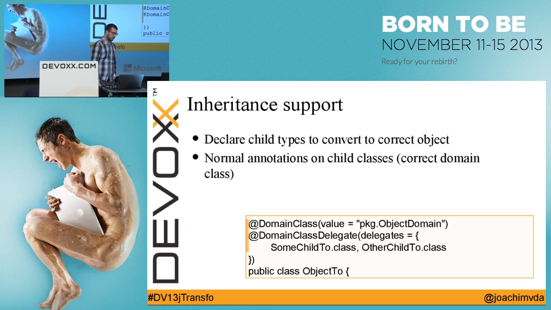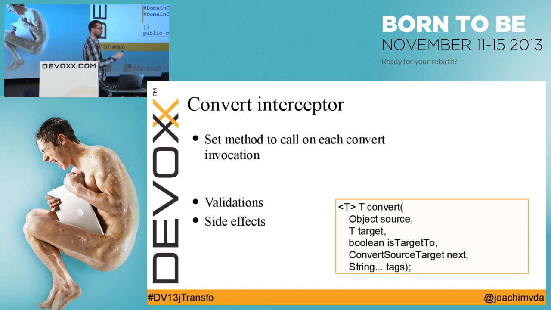Right. There is support for inheritance, so that works. In your domain object, you simply have to indicate what the child classes are, so that the system can figure out how to do the conversion if that is necessary. The child classes are basically annotated as if they don't use inheritance, but on the parent class, you have to indicate that there are children to make sure that it can do the mapping properly.